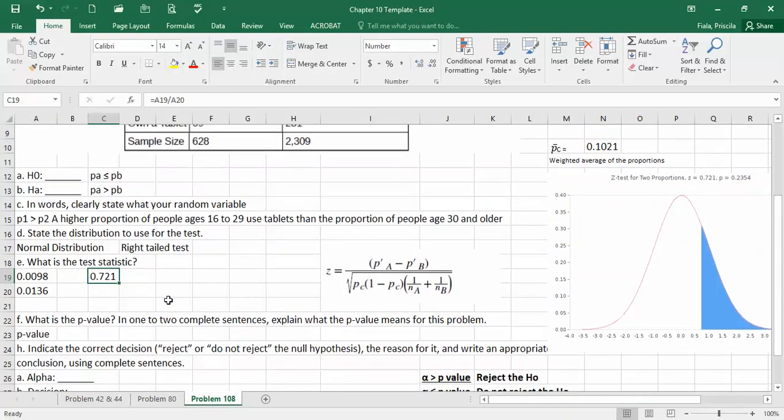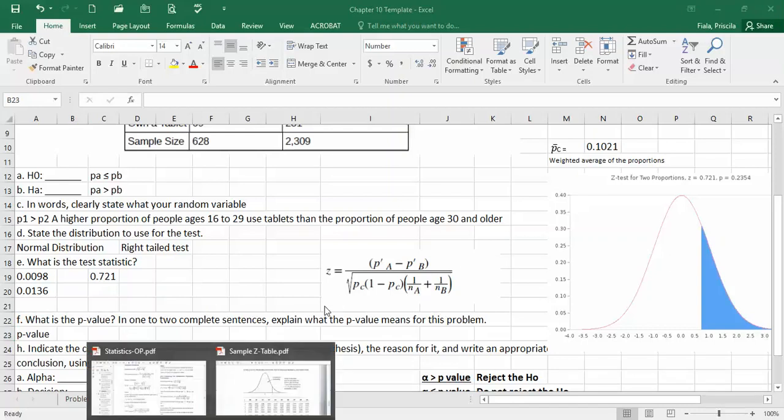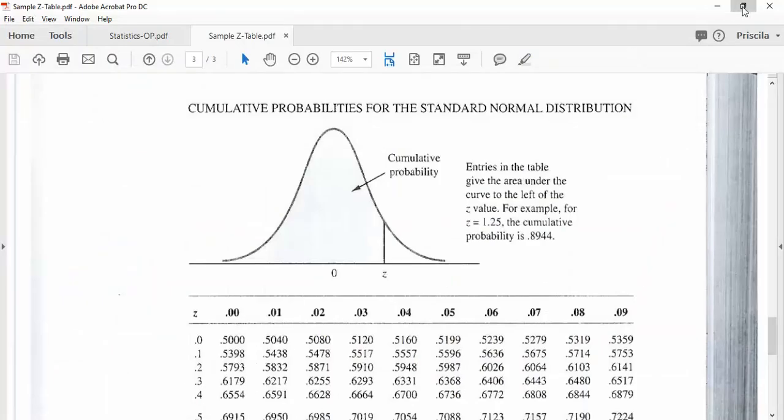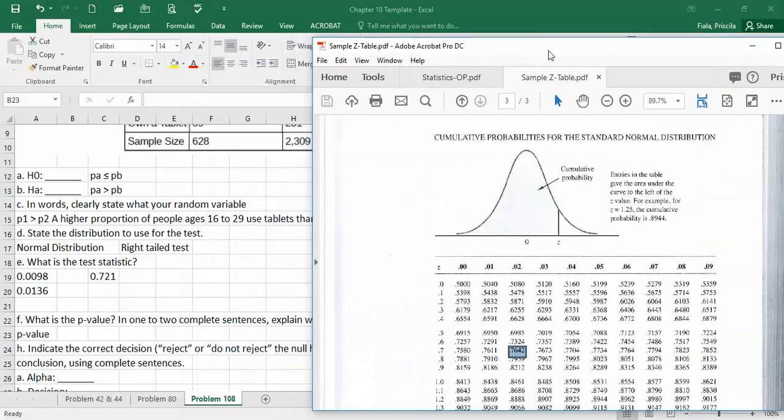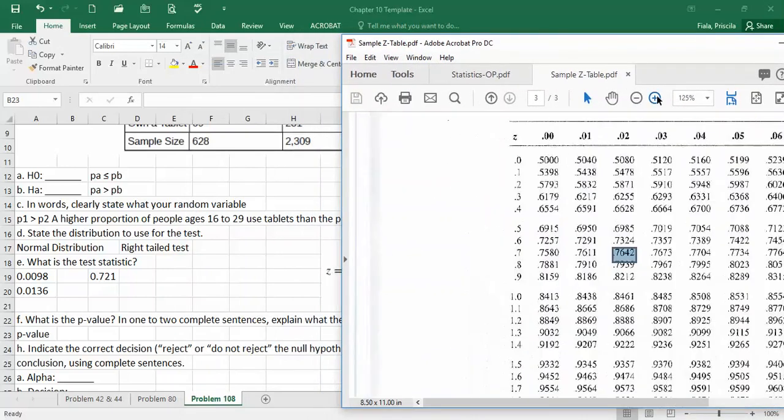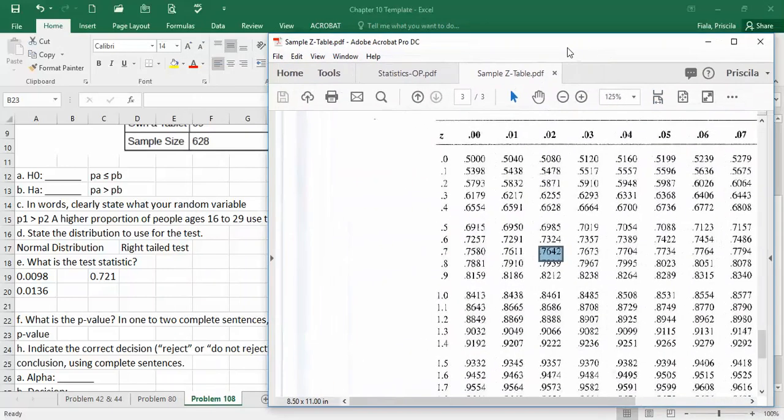Okay, so what is my p-value? Well, you could use an Excel formula, which I'm gonna show you, but if you're not comfortable with it, since it's a Z table, it's more simple. I'm just gonna refer to the table. I'm sorry, I find it more simple. The T table can get a little trickier.